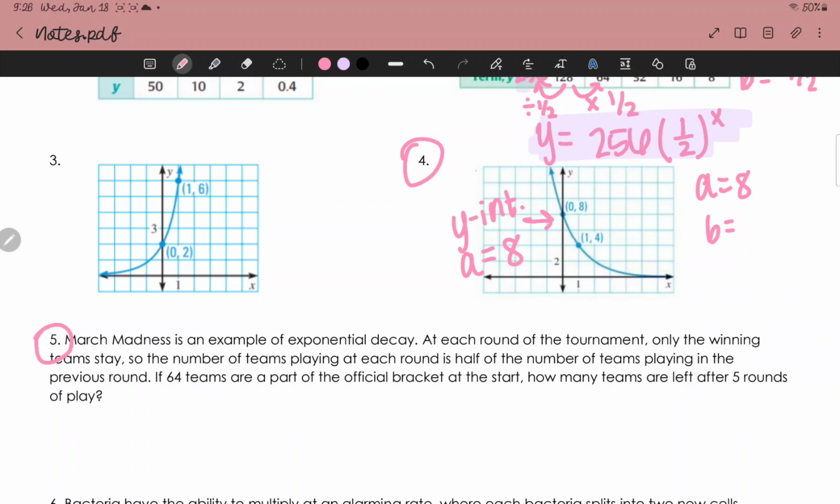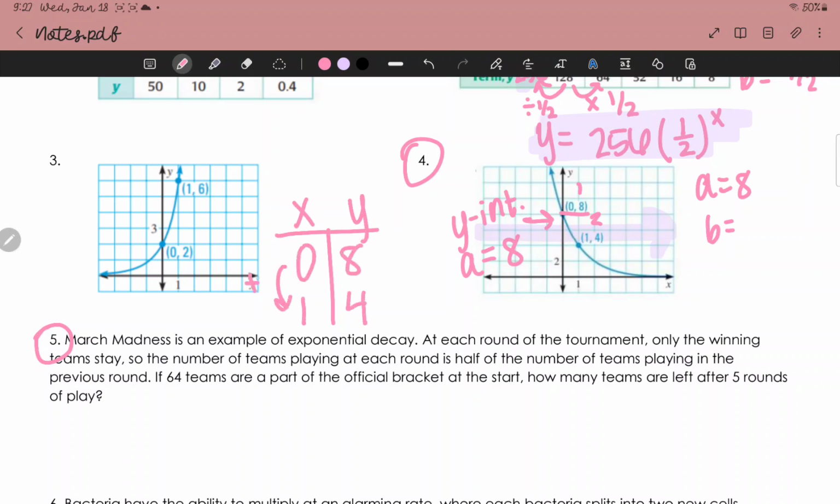Now I need B. B is telling me how I got from one point to the next. If you remember, we always read our graphs from left to right. So from left to right, which point comes first? I can see that (0, 8) is the first point and (1, 4) is the second point. So I'm trying to see how I get from (0, 8) to (1, 4). I'm going to put it in a table because that's what we're familiar with, with x and y values, (0, 8) and (1, 4).